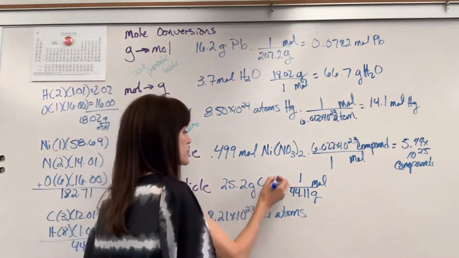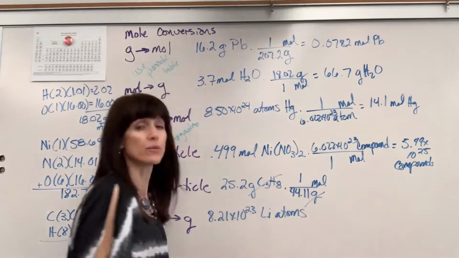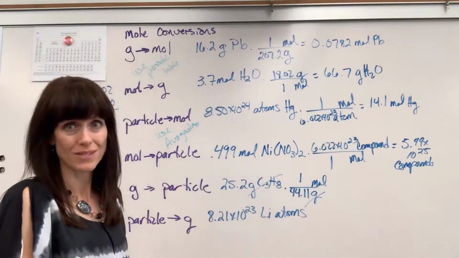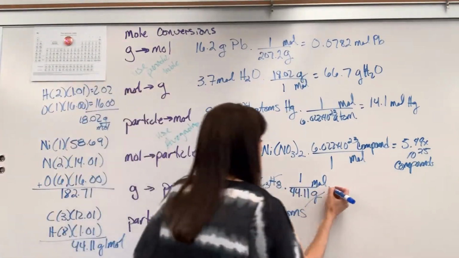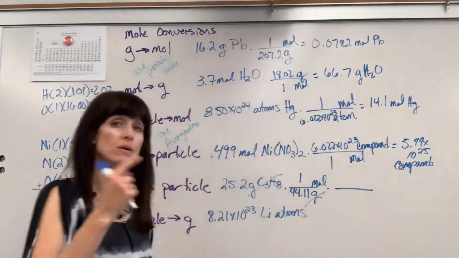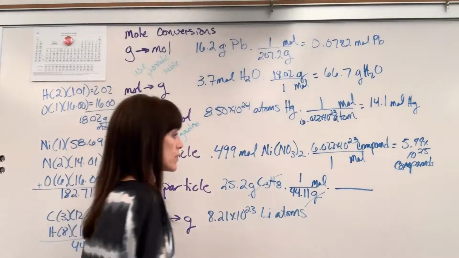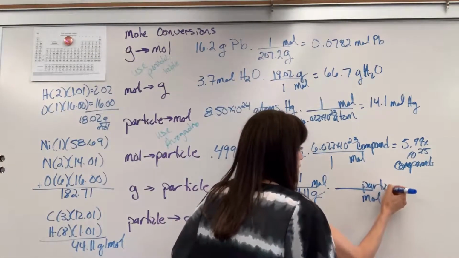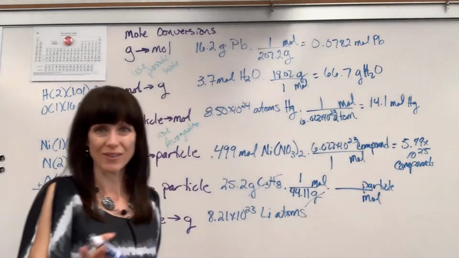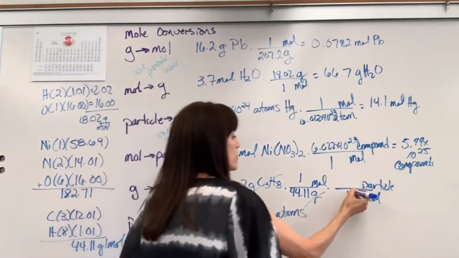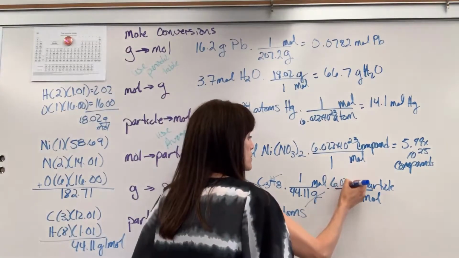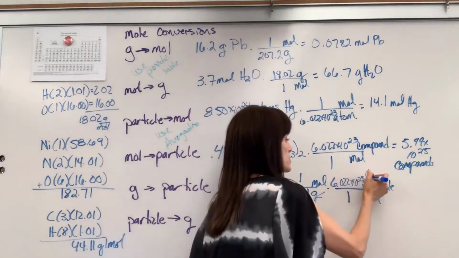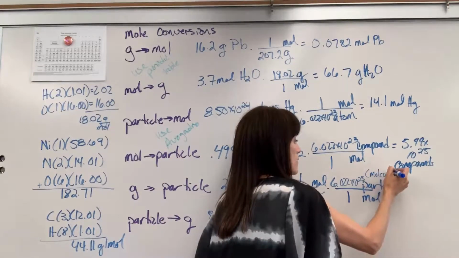Now, if I stopped right there, I would end with moles of propane. But I want to know compounds. I want to know molecules. We have to go another step. To go from mole to molecule, the particle, I put mole on the bottom, particle on top, and now I use Avogadro's number. So 1 mole is 6.022 times 10 to the 23 particles. And the particle, I really should have written molecule right there.